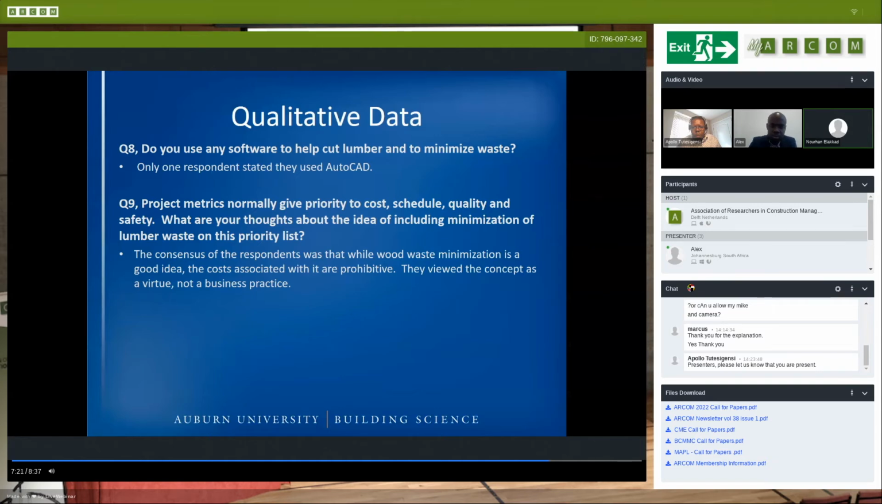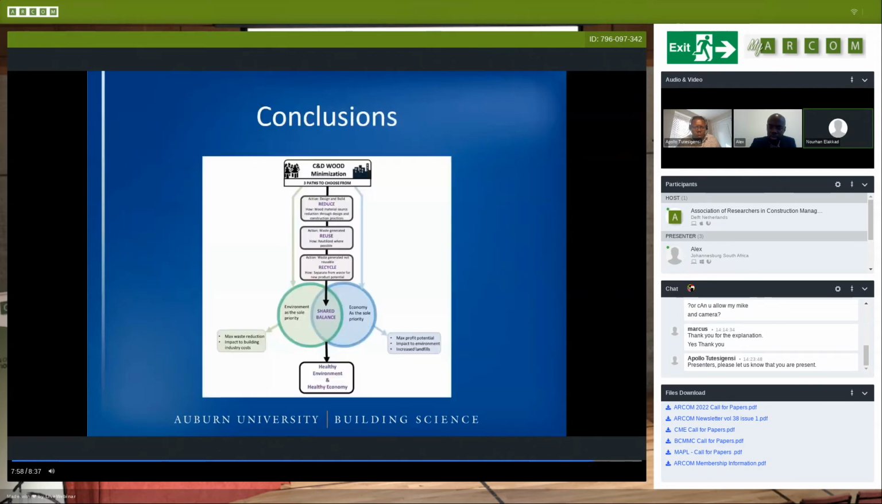And so when I asked if minimizing of lumber waste should be included in project metrics, the consensus of all the respondents was that it is a good idea, but right now the costs associated with it are prohibitive. They viewed the concept as a virtue, but not a business practice. Here again, this data was collected right at the start of the pandemic, before lumber prices increased dramatically. And so respondents might have a different view if asked the same question today.